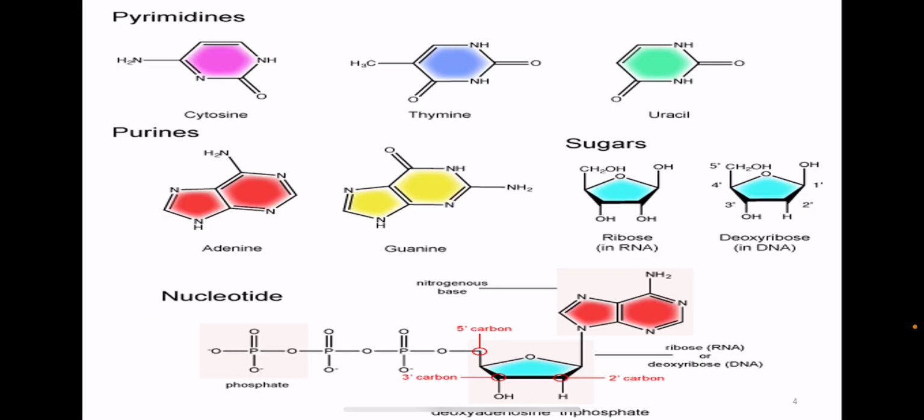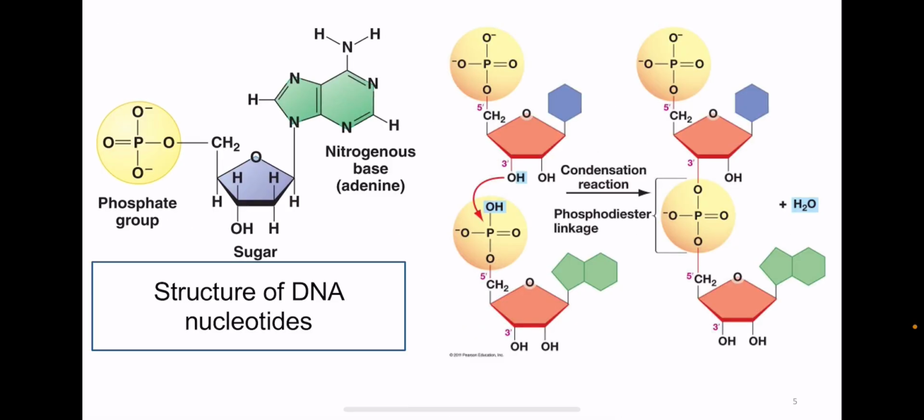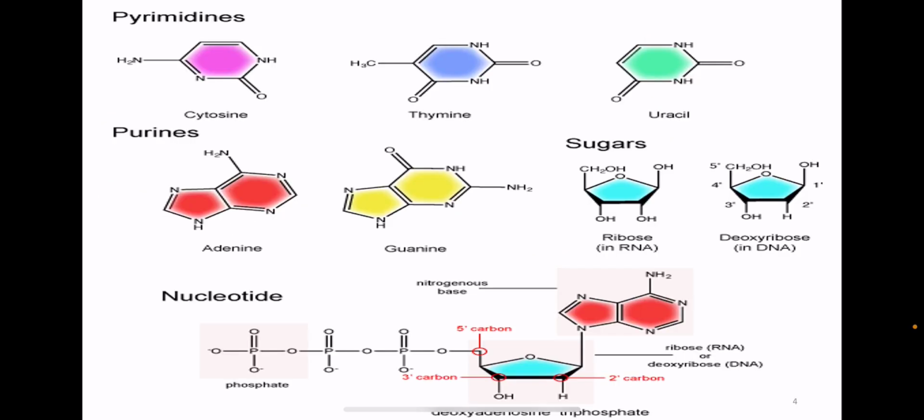So this is the structure of DNA. Let's look at the diagrams. We all know DNA to be a double helix, and it's comprised of 4 bases: A, T, G, and C. Adenine and guanine are purines, and cytosine and thymine are pyrimidines.